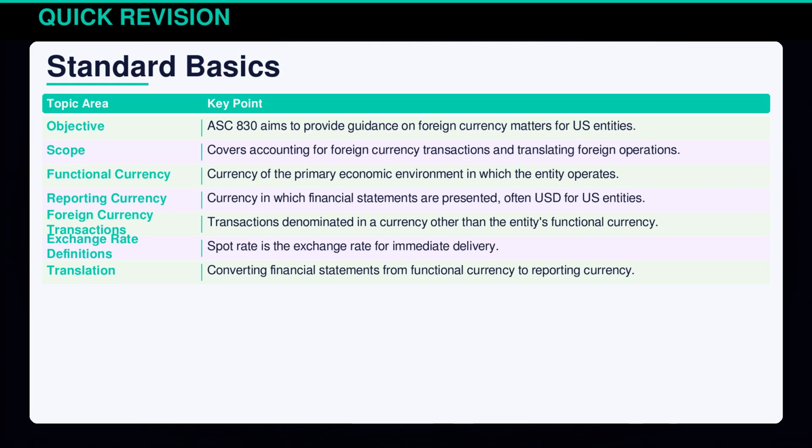ASC 830 guides U.S. entities in handling foreign currency matters, focusing on transactions and operations. Key definitions include functional and reporting currency. Transactions are often in a currency different from the functional one, requiring translation to the reporting currency. Understanding the spot exchange rate is crucial for immediate conversions. This standard helps in presenting accurate financials in USD or any chosen reporting currency.